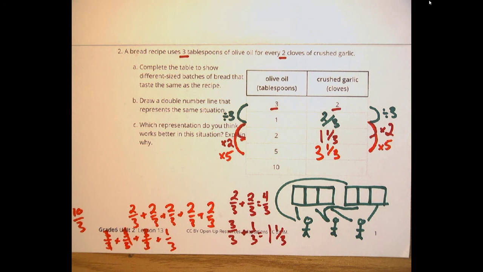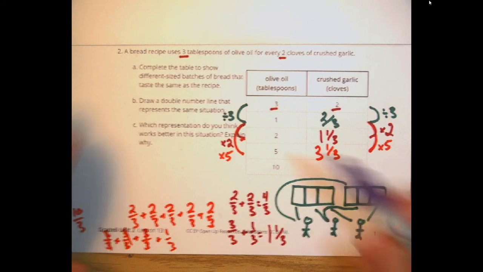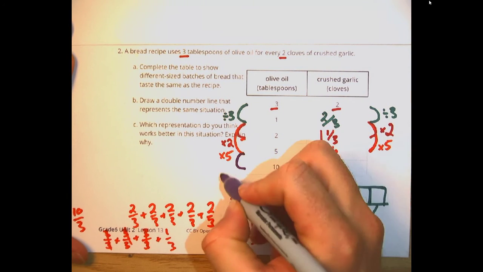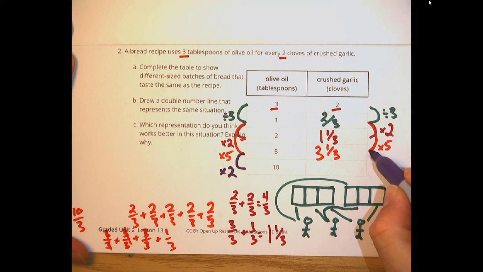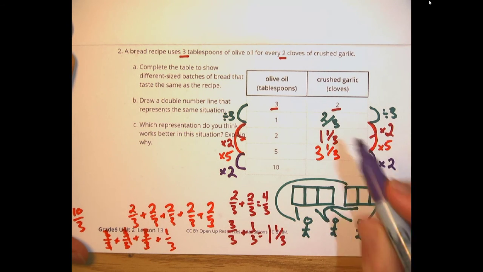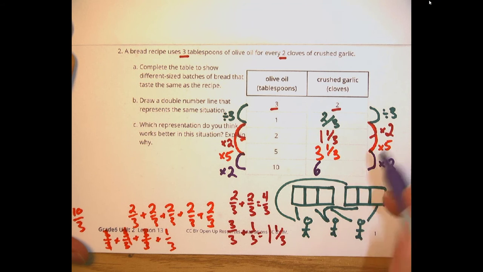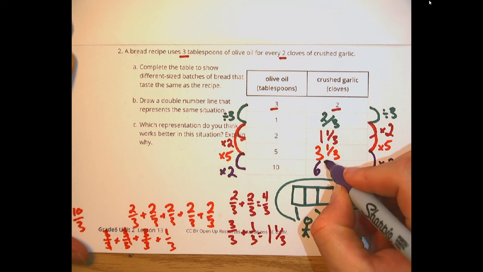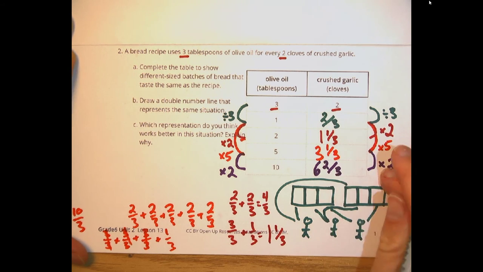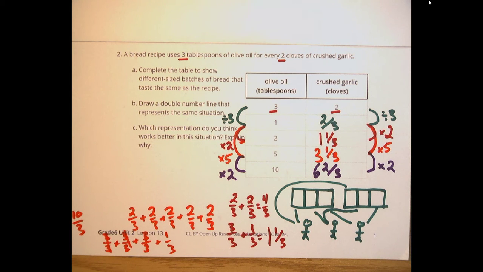All right. Last but not least, from 5 to 10, we multiply by 2. So here we will multiply by 2 also. 3 times 2 is 6. 1 third times 2 is 2 thirds. All right, that's A. B says draw a double number line to represent this situation.